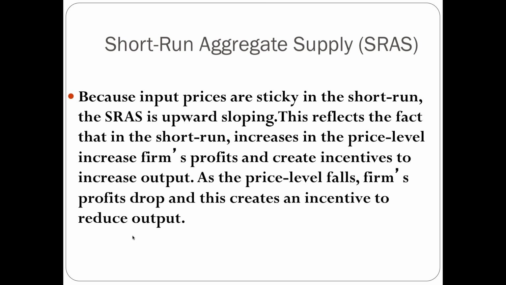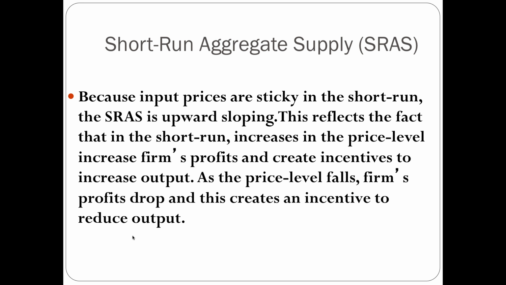Short-run aggregate supply. Because input prices are sticky in the short run, the short-run aggregate supply curve is going to be upward sloping. This reflects the fact that in the short run, increases in the price level are going to increase firms' profits, and they're going to create incentives to increase output. As the price level falls, firms' profits are going to drop, and therefore they're not going to produce as much.